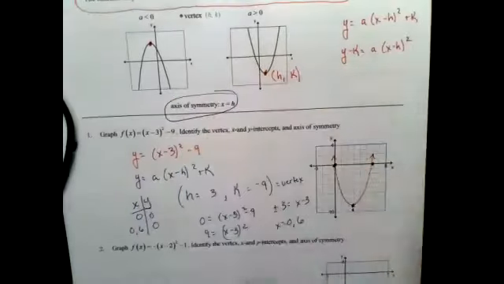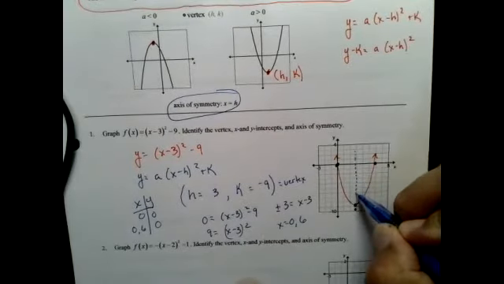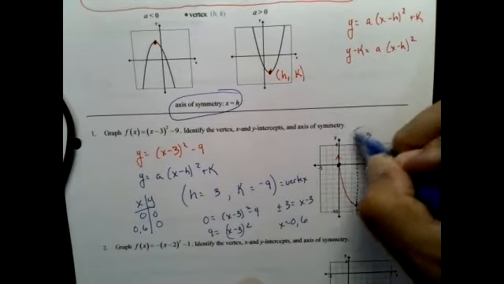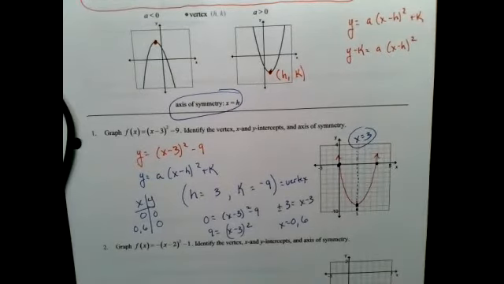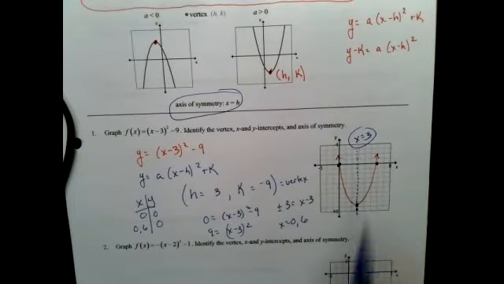Here it is, axis of symmetry. It's going to go right down through that point. The axis of symmetry, x equals 3, because it rotates around that axis. Awesome.